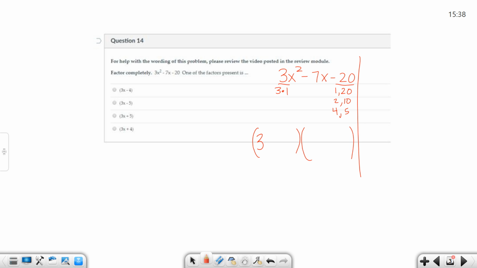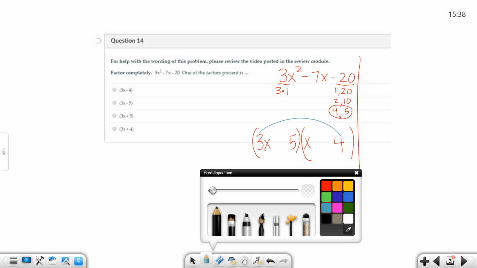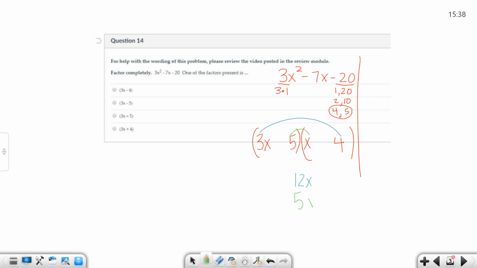Okay, so my choices for 3x squared are 3x and x, and my choices for 20 that I'm going to try are 4 and 5. I'm going to put the 5 here and the 4 here. Now I don't know if it works or not. I'll try it and see. This rainbow right here gives me a 12x, and this rainbow right here gives me a 5x, and those will give me a negative 7x if the 12 is negative and the 5 is positive. So I need the 5 to be positive and the 12 negative. Now that's how it's going to factor.